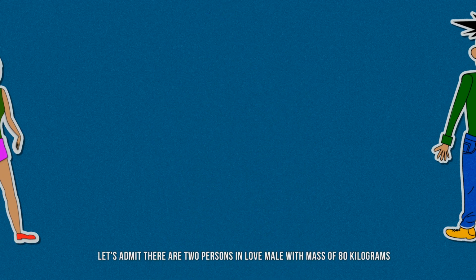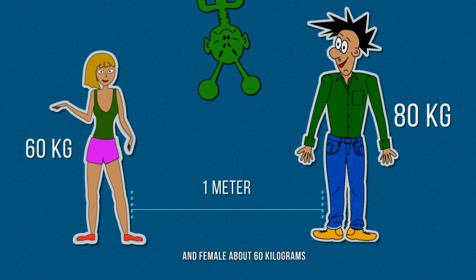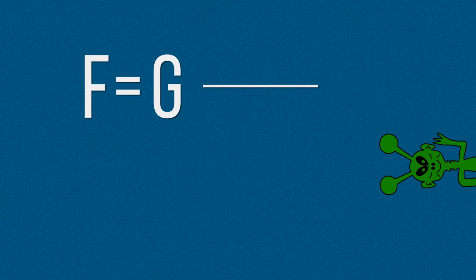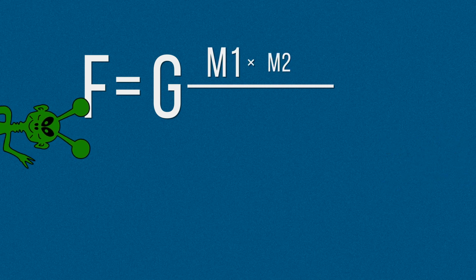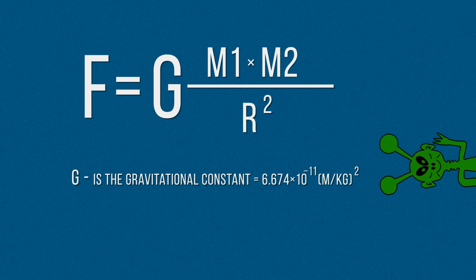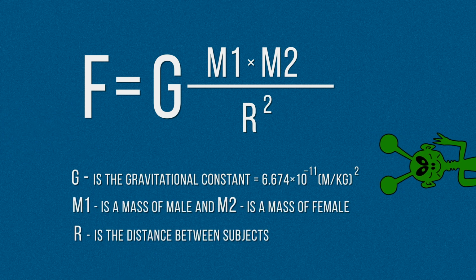Let's admit there are two persons in love, a male with a mass of 80 kilograms and a female of about 60 kilograms. They stand at a distance of 1 meter from each other. The formula for the attracting force is simple and looks like F equals G multiplied by m1 and m2 divided by r squared, where G is the gravitational constant, m1 is the mass of the male, m2 is the mass of the female, and r is the distance between the subjects.